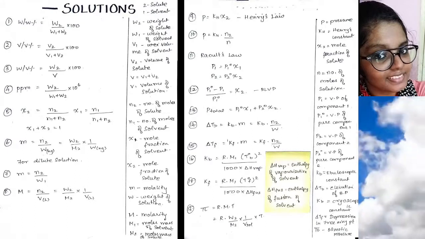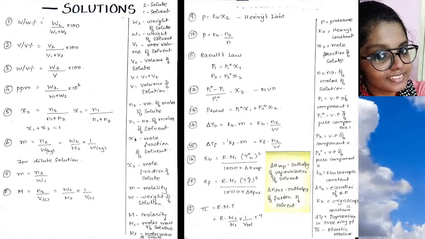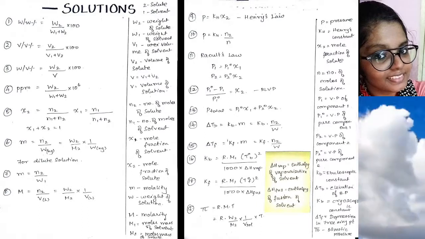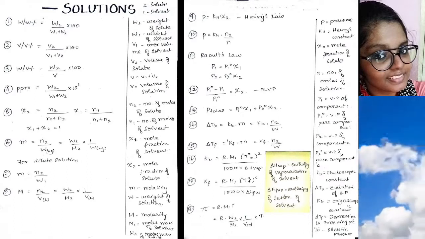Chi2 is equal to N2 divided by N1 plus N2. Chi1 is equal to N1 divided by N1 plus N2. Chi1 plus Chi2 is equal to 1.